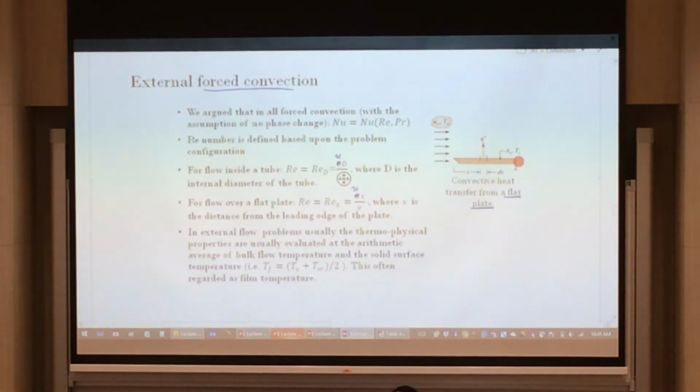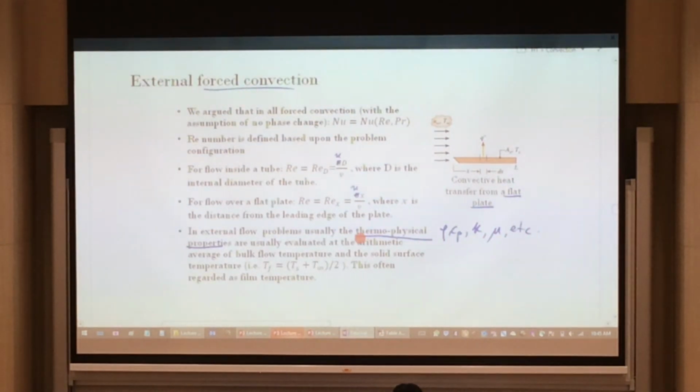For this kind of setup, when we start to look at the thermophysical properties, which could be things like density, specific heat capacity, thermal conductivity, dynamic viscosity, etc., usually we want to find out the properties at what we call the film temperature. The film temperature.